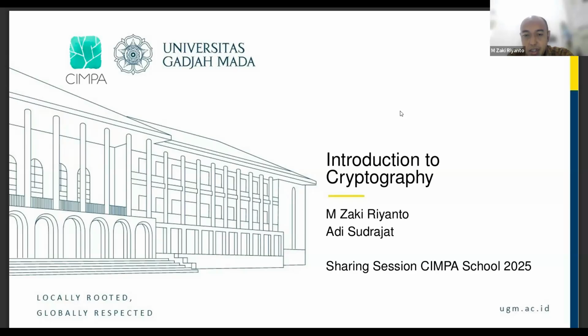And today we will learn and talk about the introduction to cryptography. Actually, this is like a sharing session from the Simba School, in July, I think.